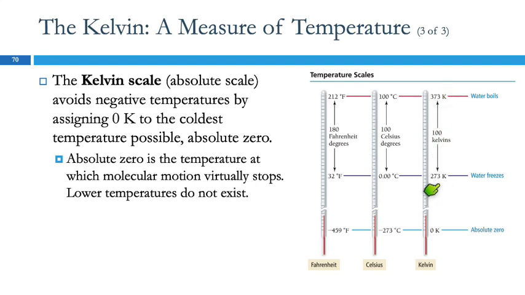The units here are kelvins, they're not degrees, but the unit size of a Kelvin is the same as a Celsius degree. What's different is where 0 is. On the Celsius scale, 0 is at the freezing point of water. On the Kelvin scale, water is going to freeze at 273 Kelvin.